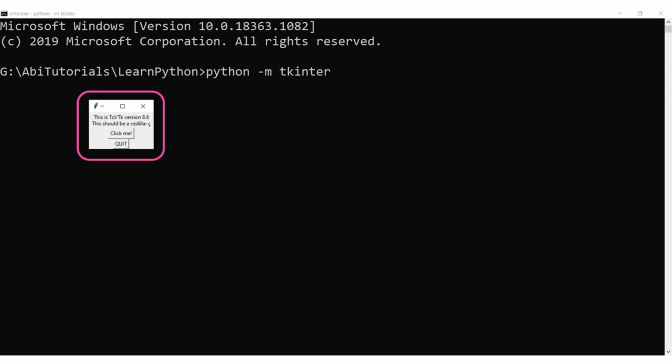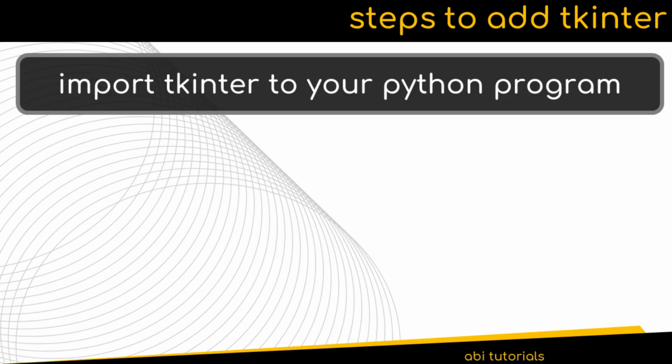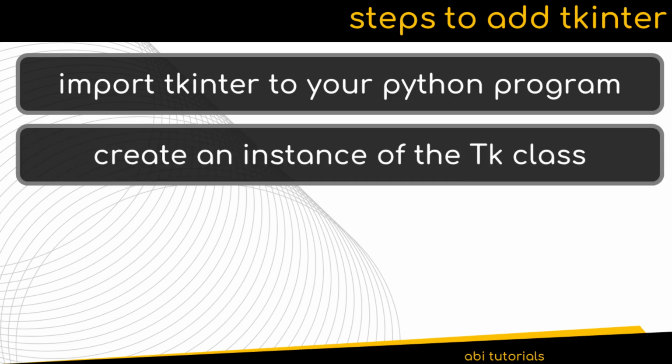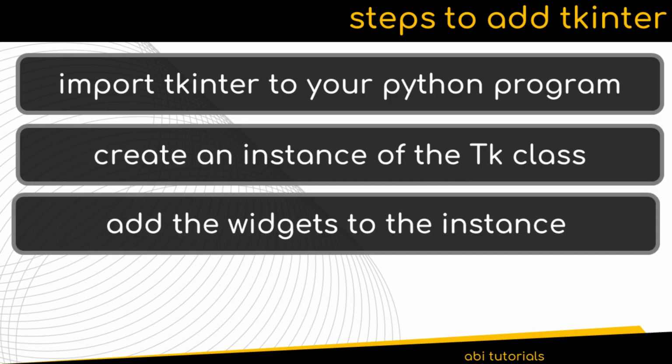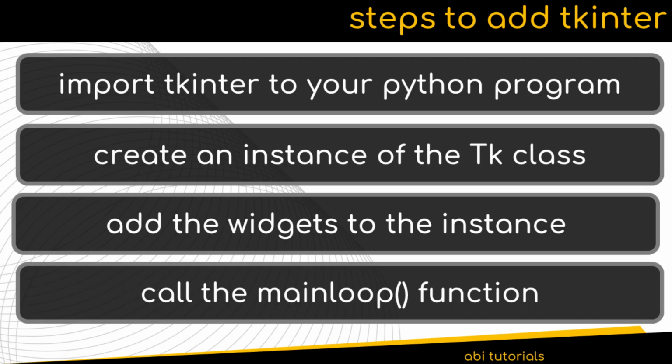Let's now see the steps on how to add tkinter to your Python program. To add tkinter to your Python program, follow the steps as follows. First, you must import the tkinter module to your program. Next, create an instance of the Tk class. As a third step, you can add as many widgets such as text boxes, menus, buttons, etc. to the instance created for the Tk class. Finally, call the mainloop function. Let's now see it in the code.